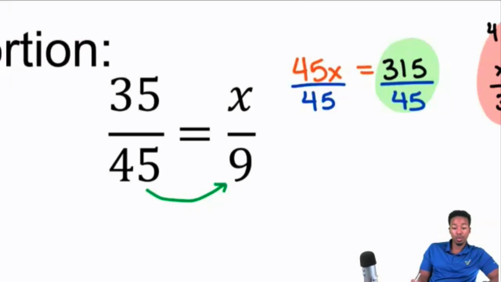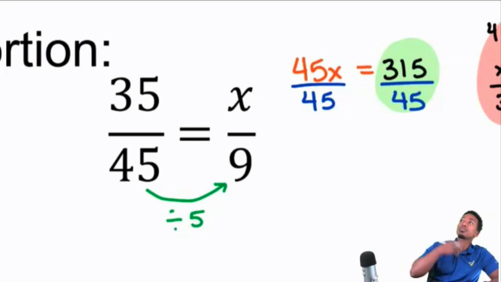What do we do to 45 to get down to 9? We will divide by 5. Correct. We will divide by 5. Everybody, proportions compare the same things in the same way.